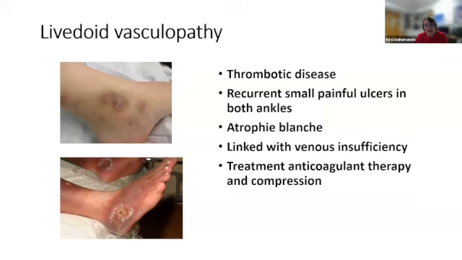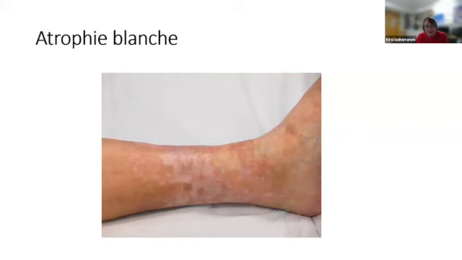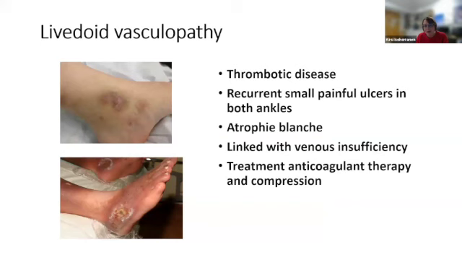Livedoid vasculopathy is very often linked with venous insufficiency, but these ulcers are coming every summer again and again, despite compression and despite endovenous surgery. They are very painful, and one typical sign is atrophie blanche, a scary whitish tissue in the feet and toe area. Here you can see more clearly the atrophie blanche. So if you can see this kind of skin in your patients in the ankle, feet, or toe area, and the patient has recurrent painful ulcers, think about livedoid vasculopathy, and the main treatment is anticoagulant therapy with compression. And after that, you can see that the ulcers do not recur anymore.